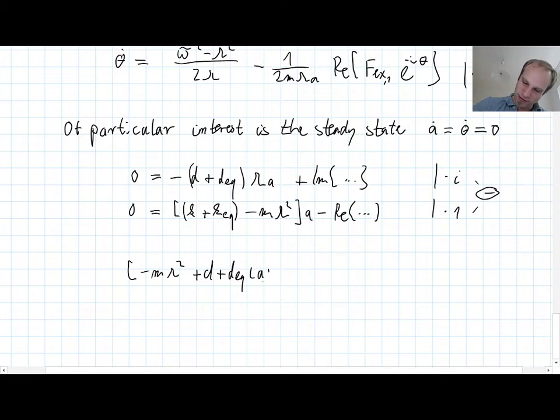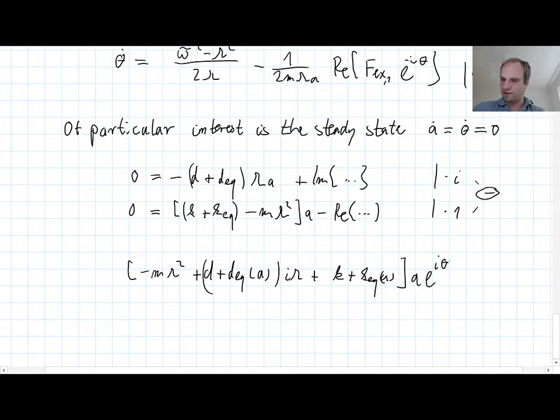Now I write explicitly the amplitude dependence. And I bring this e to the i theta to the left hand side. On the right hand side is now the forcing term. And I can now say what this is.